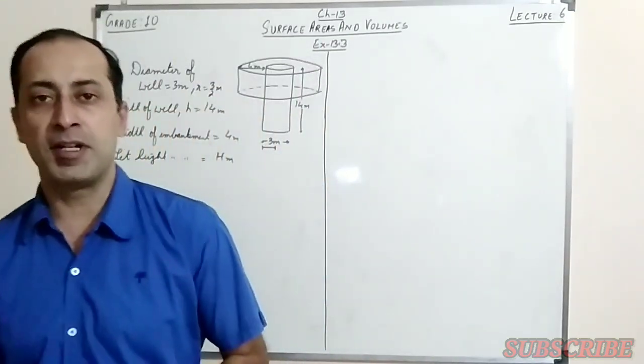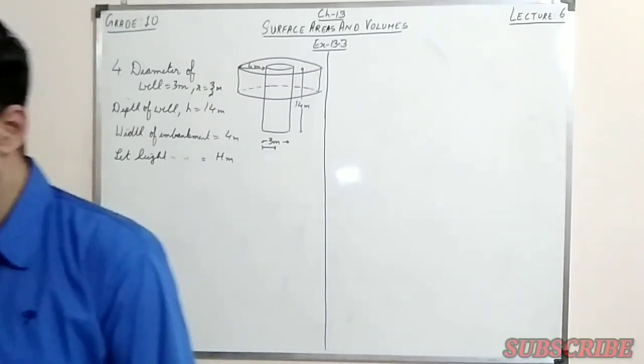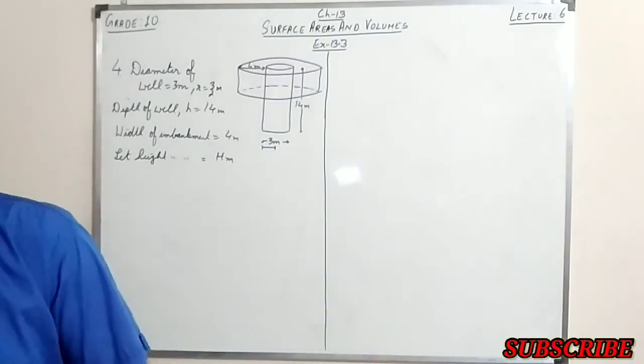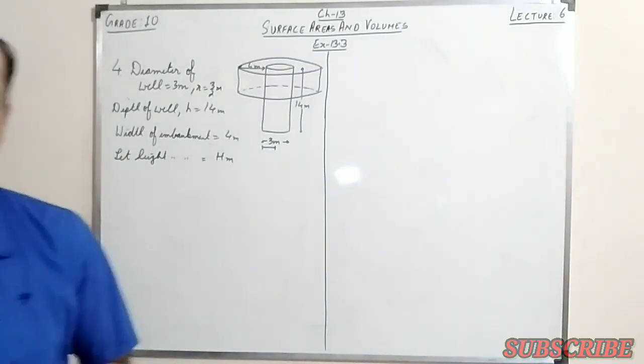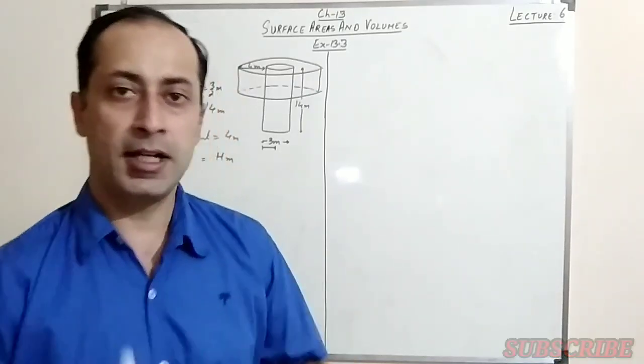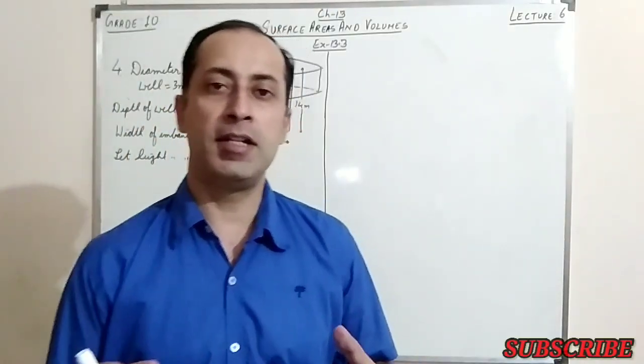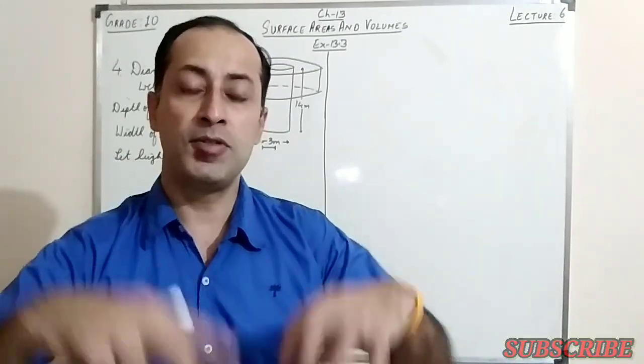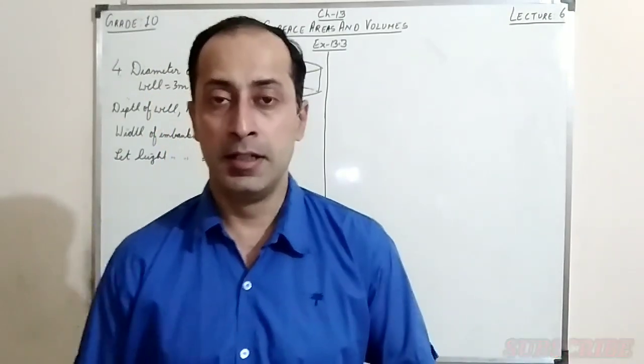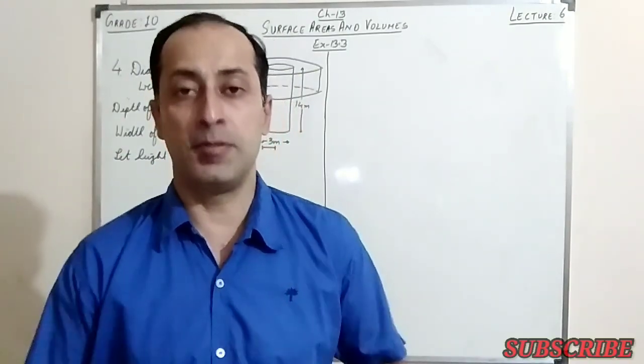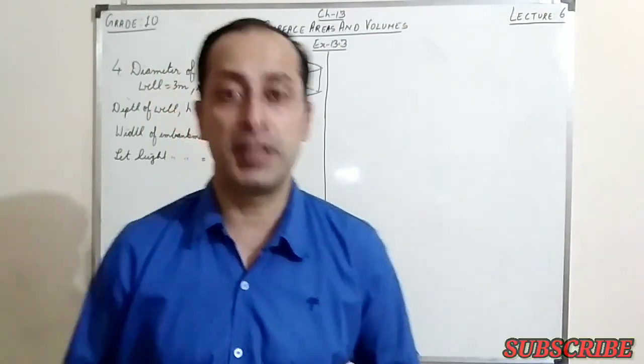Now in question number 4 it is given a well of diameter 3 meter is dug 14 meter deep. Now there is a well and it's dug out. The diameter of the well is given as 3 meter and is dug out till 14 meter depth. Now the earth is taken out. The mud is taken out. Now what is the use of the mud they have done?